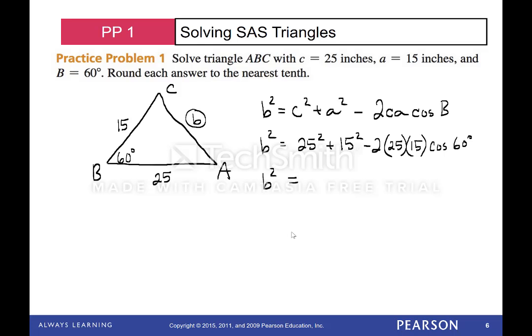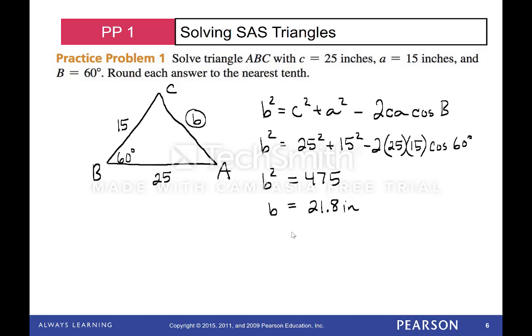I plugged it into a TI-83 calculator, and I got an answer of 475. Now that is not the answer yet, because I have to take the square root of both sides. Because I'm dealing with a unit length value, I know it can't be negative, so I'm only going to take the positive value. So 21.8 inches, that's what we have here.